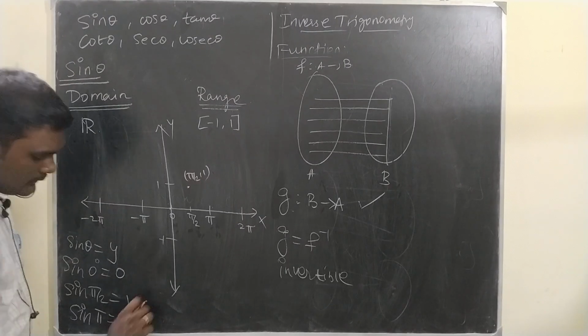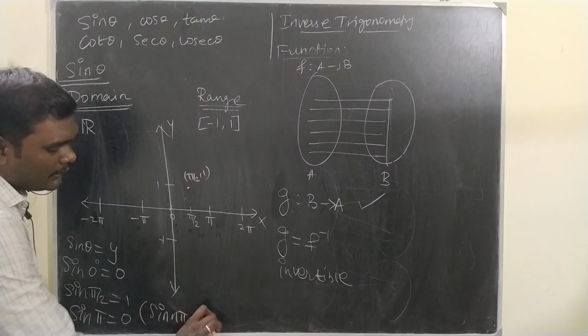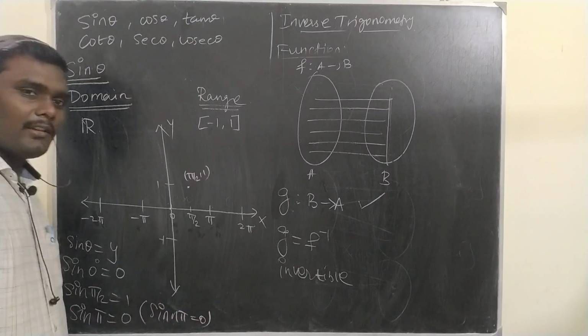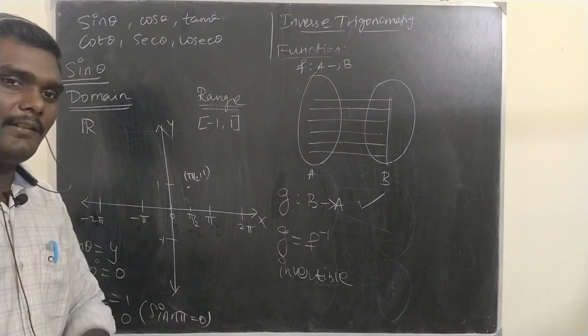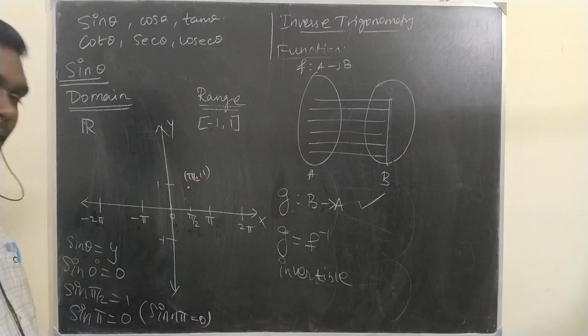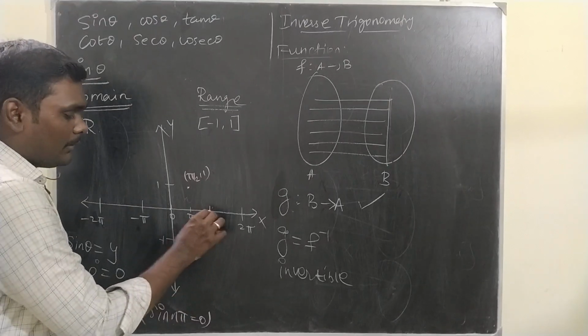Here there is one formula we have. The value of sin n pi is 0 for whatever n value you take. Sin pi, 2 pi, 3 pi, 4 pi, 5 pi, 6 pi, 7 pi, 8 pi, 9 pi, everything is 0, where n is an integer. So here again we have pi, 0.